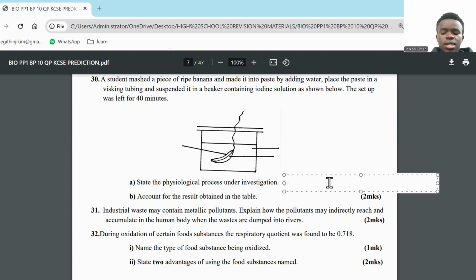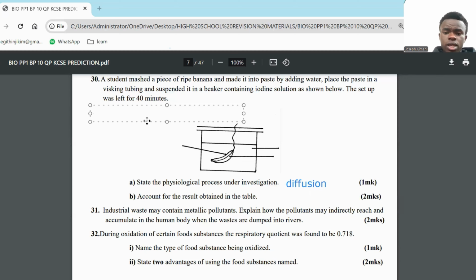And now you have been asked, state the physiological process under investigation. So this is basically diffusion. Why? Would it have been osmosis? We'd be seeing water here, but we are talking of iodine. So mostly when you see iodine and there's no water, we are talking about diffusion. And now you are being asked, account for the results obtained in the table. So what will you expect?